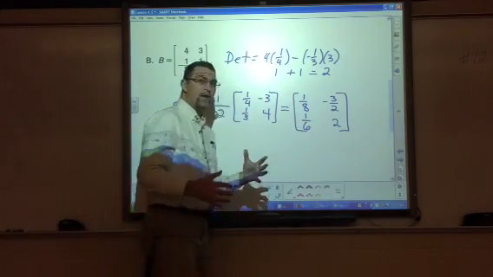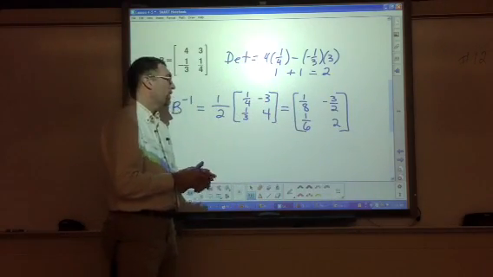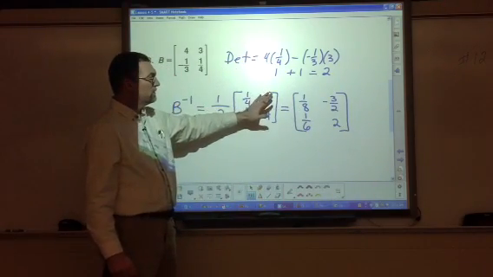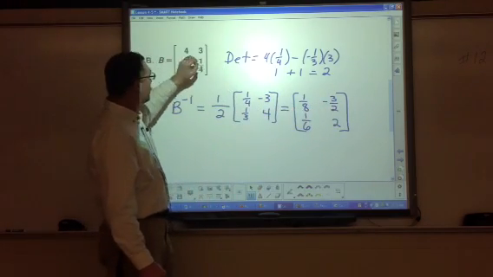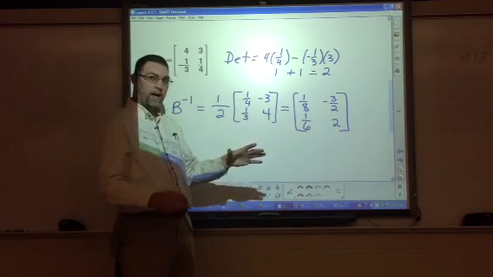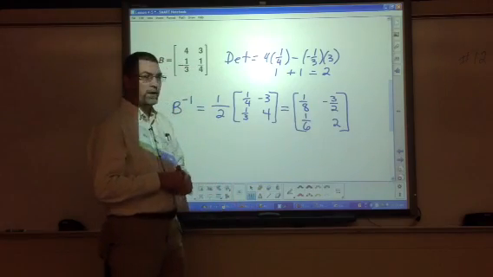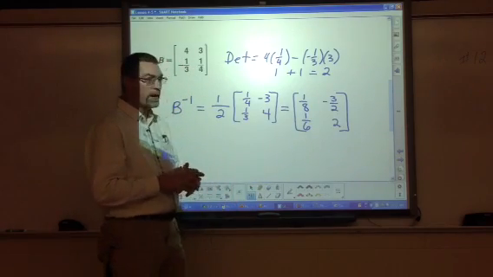And just like with the other matrix we did, we could multiply our inverse we just found with our original one, and multiplying them together, if we get the identity matrix, we know we did it correct.